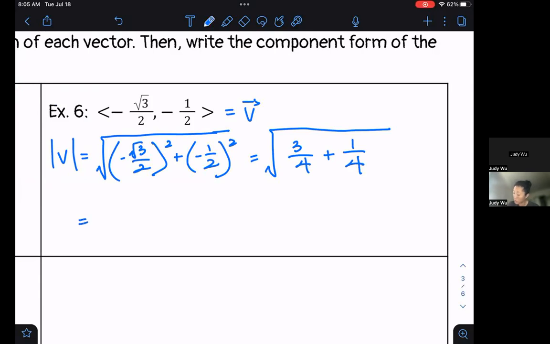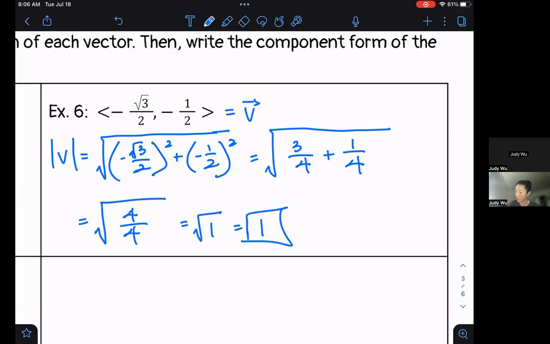So root of, let's see, 3/4 plus 1/4 is 4/4. Now again, we're in pre-calc. I think that we should be able to simplify these, okay? Even though it looks kind of scary. 4 divided by 4 is 1. And so we really get a magnitude of 1.